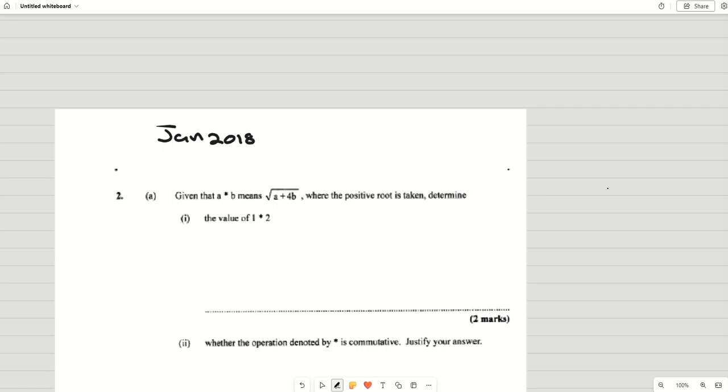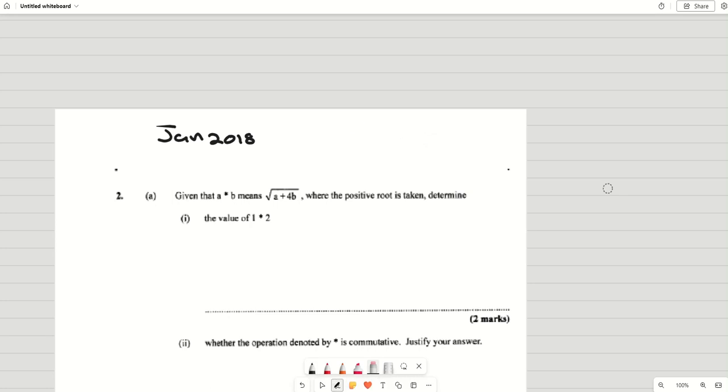positive root is taken. When they say the positive root is taken, that just means that, let's say the square root of 49, we usually say is 7, but that's not it. It's positive 7 as well as negative 7, because if you multiply positive 7 by positive 7, you will get positive 49. Negative 7 by negative 7 is also positive 49. So when you find the square root, it's actually two answers that you get.